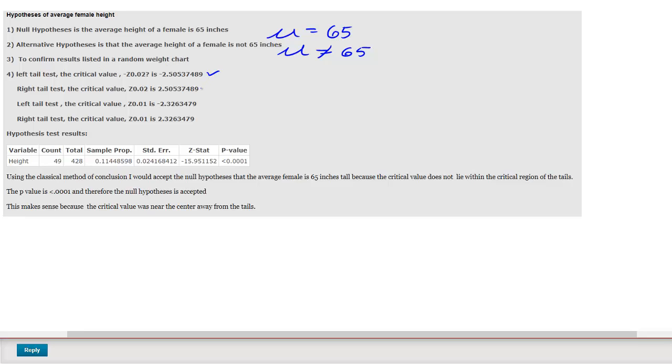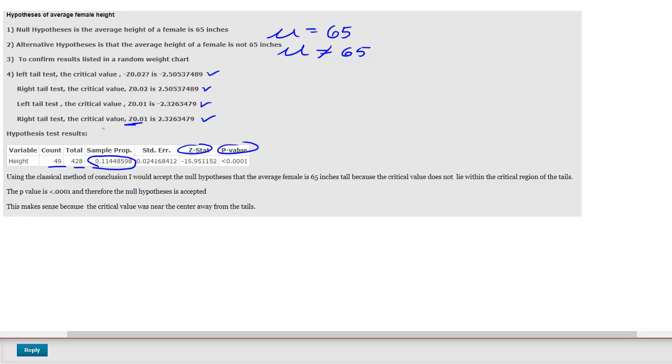Confirm the results. These are just their critical values for running a z-test, right? And then down here's their z-stat, and here's their p-value. Here's their sample proportion. Here's the count and total and so on and so forth. All right, do you see the problem?